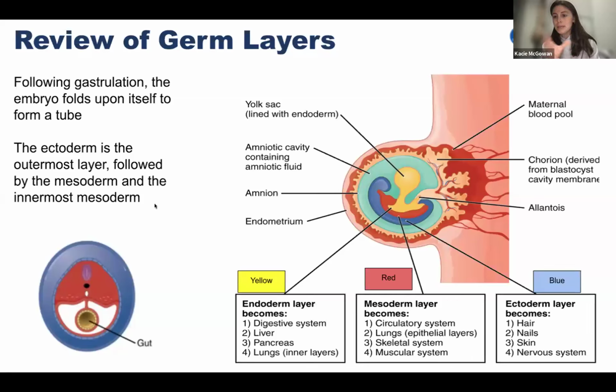The mesoderm, meso meaning middle, will form our middle layer, which is the red here. And then our endoderm, which again, we're just talking about how endo tends to mean innermost, will form this innermost layer here.